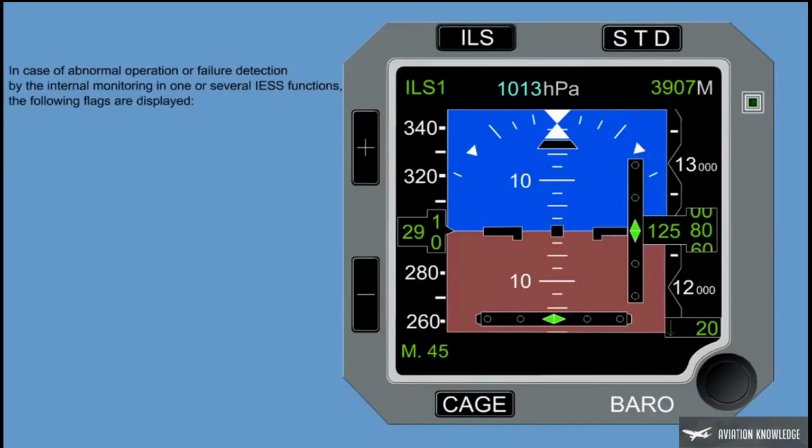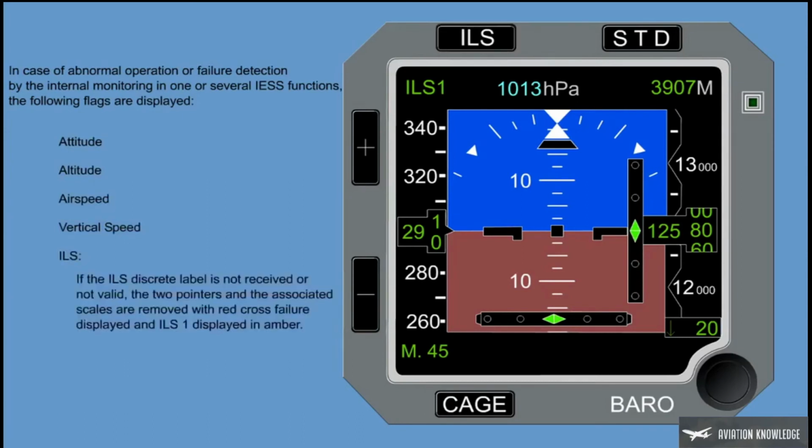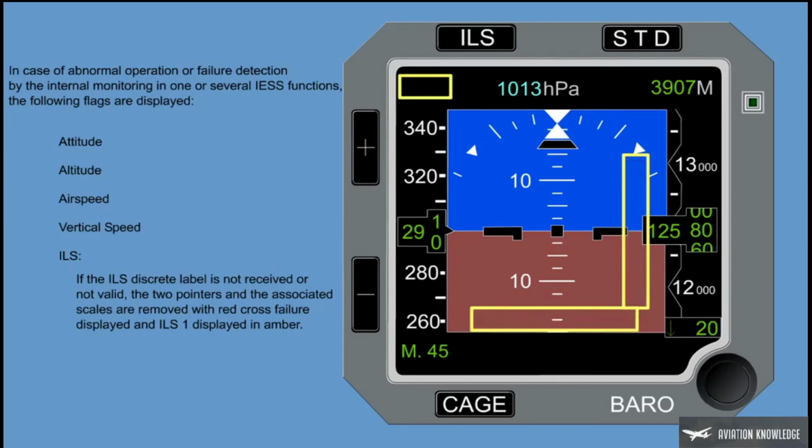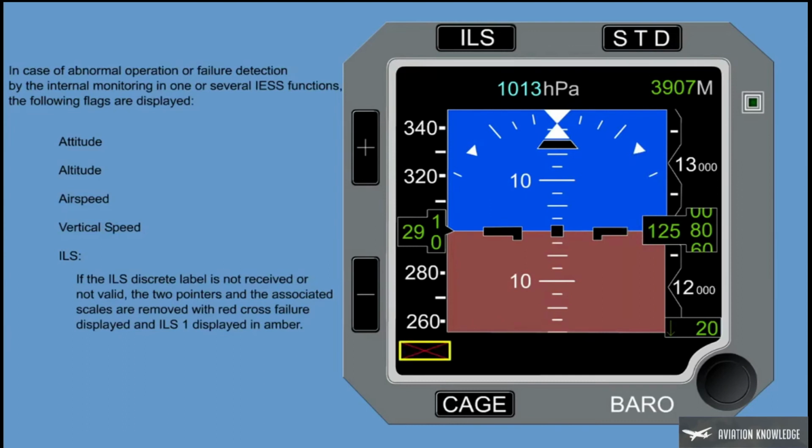In case of abnormal operation or failure detection by the internal monitoring in one or several IESS functions, the following flags are displayed: attitude, altitude, airspeed, vertical speed, and ILS. For example, if the ILS discrete label is not received or not valid, the two pointers and the associated scales are removed, with red cross failure displayed and ILS-1 displayed in amber. If the receiver is not tuned on the ILS frequency, the two pointers and the associated scales are removed without the display of red cross failure. Any other indication that fails will be blanked and covered by a red cross.